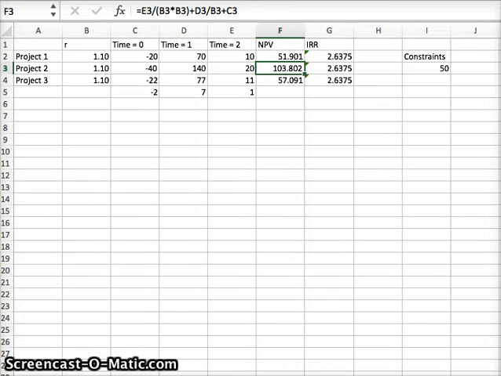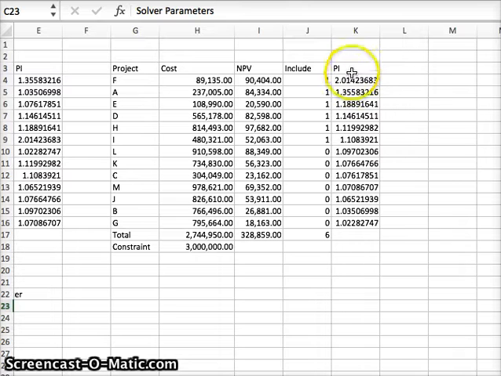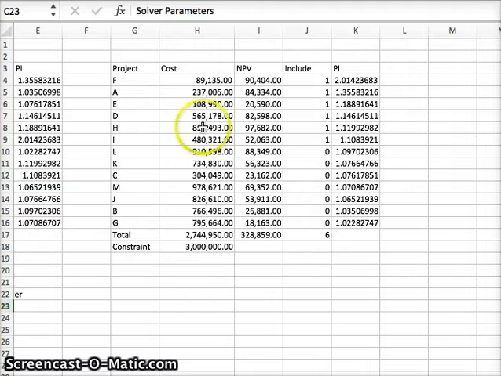So what we do is we have two solutions. The first solution is based on the profitability index. Before we go through the details of this example, let me tell you, this example is from this book, Financial Analysis with Microsoft Excel. If you are interested in the details of this example, you can go through that book.